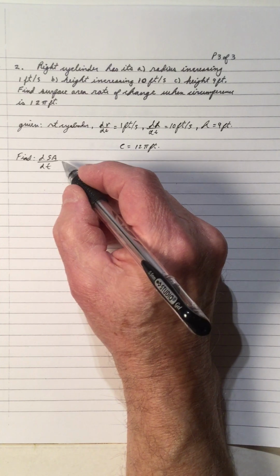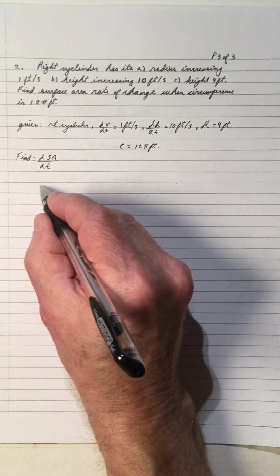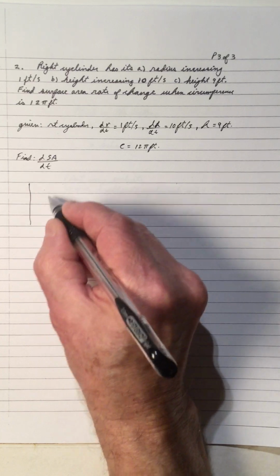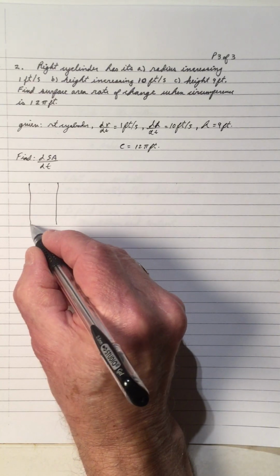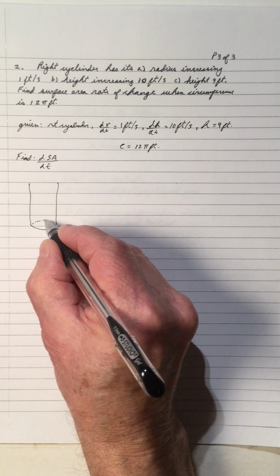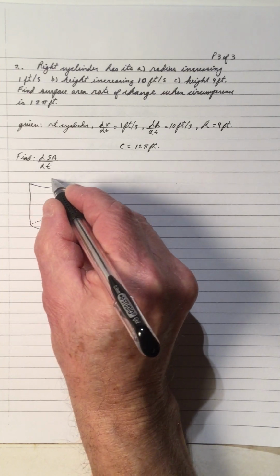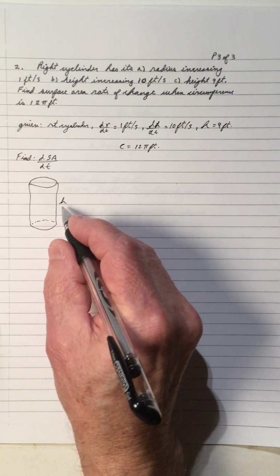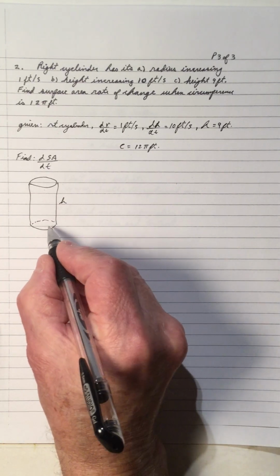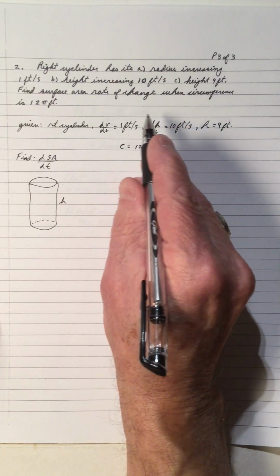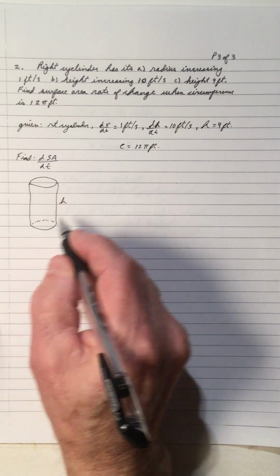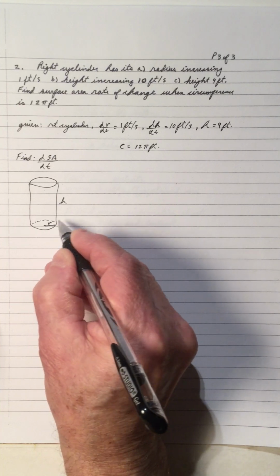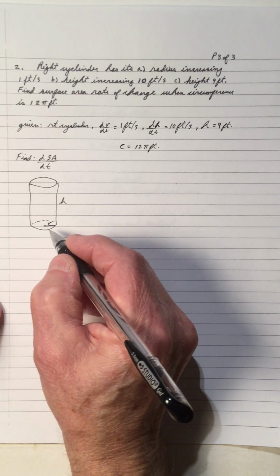And we have a right cylinder. So a right cylinder is, let's draw, there we go. So this is the right cylinder. We have a height, and the radius is right here. So we want to find the surface area.